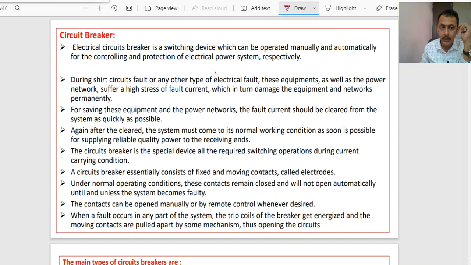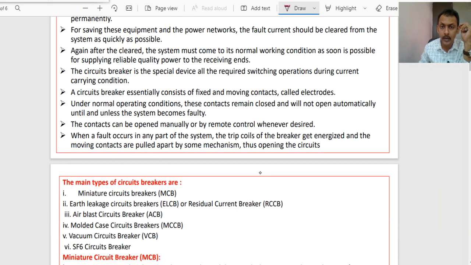Now this circuit breaker has a fixed contact and a moving contact, called electrodes. Under normal operating conditions, these contacts remain closed and will not open automatically until the system becomes faulty. If any fault occurs, then only these contacts will be opened. The contacts can also be opened manually or by remote control whenever desired.